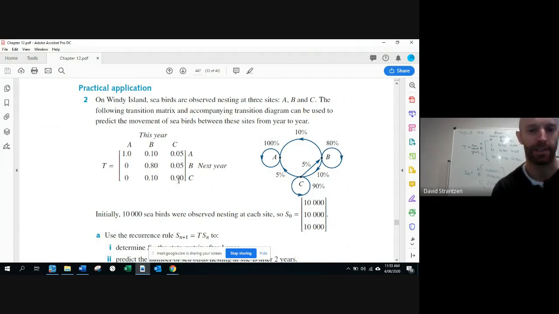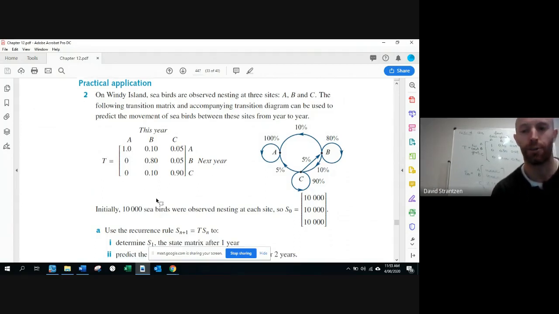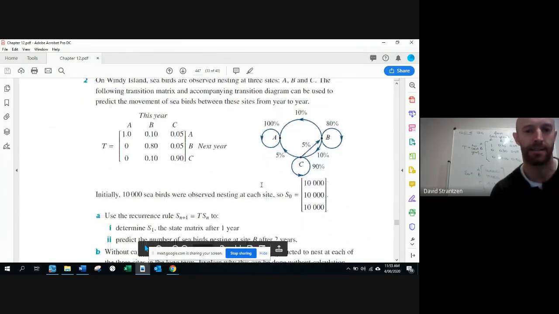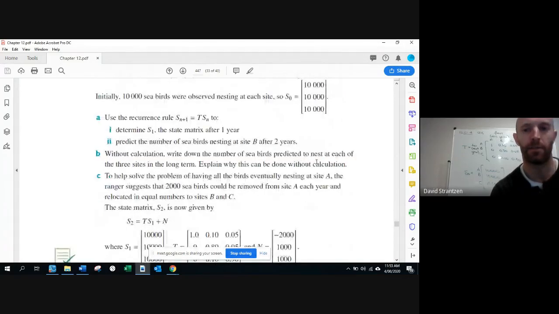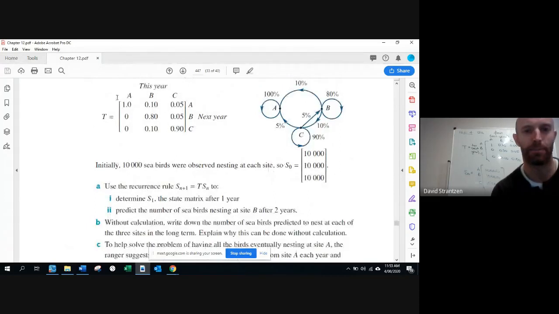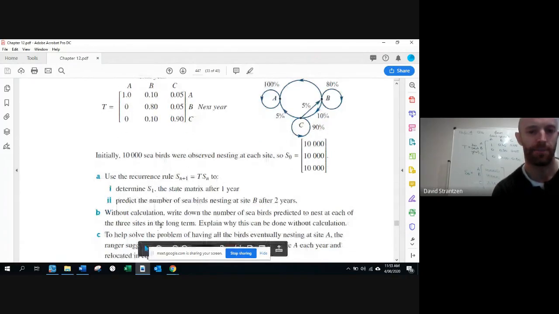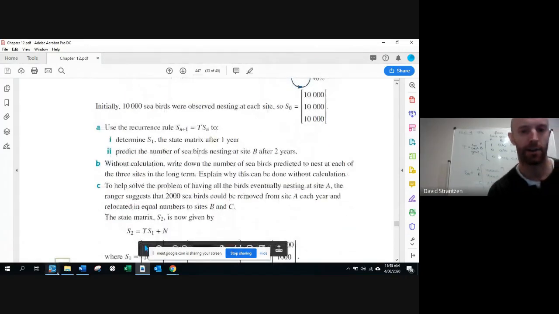So eventually, it might take many years, but eventually all of the birds are going to be located at site A, which means all 30,000 of the birds are at site A and 0 birds will be at site B or site C. Okay, so this can be done without calculation because 100% of the birds that are at A will stay at A and 0% of the birds at A will move to other sites. Let's just check that on our calculator.